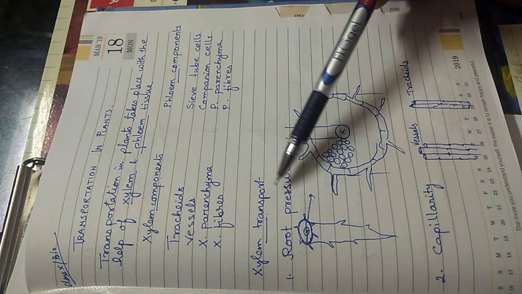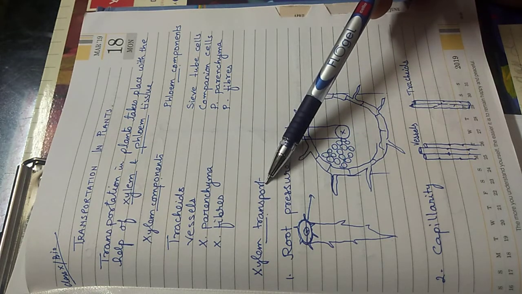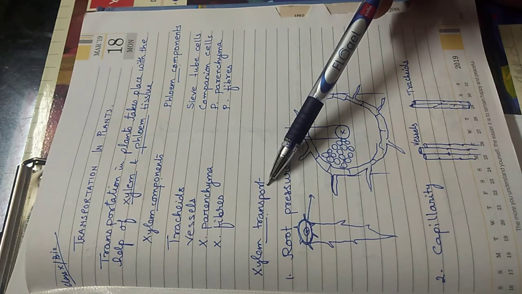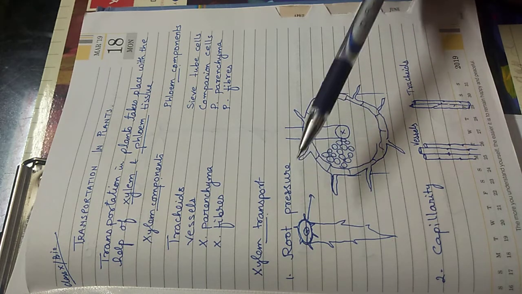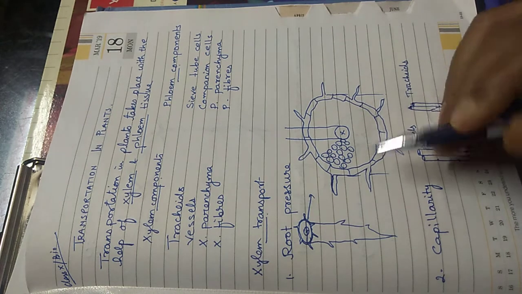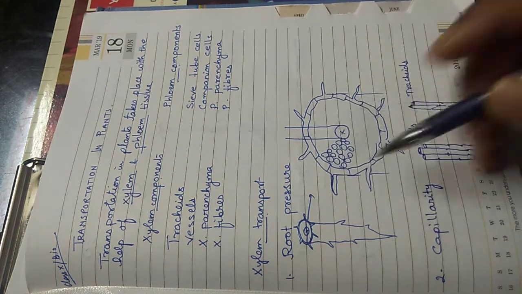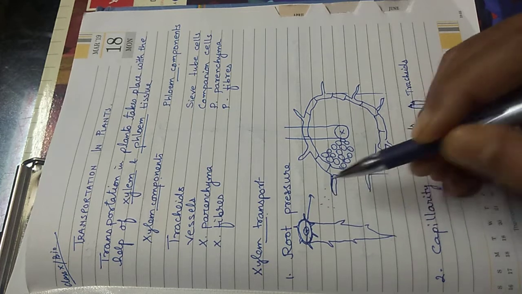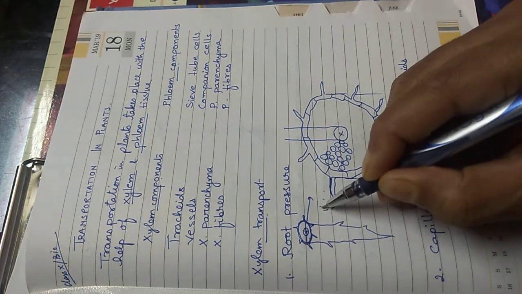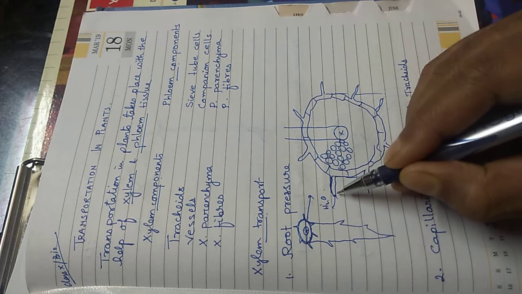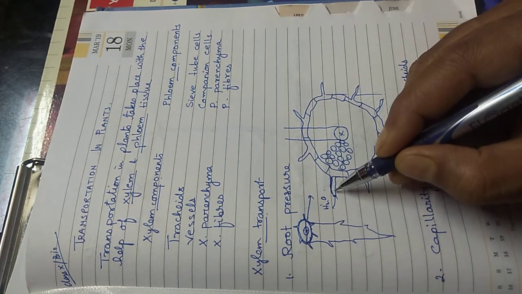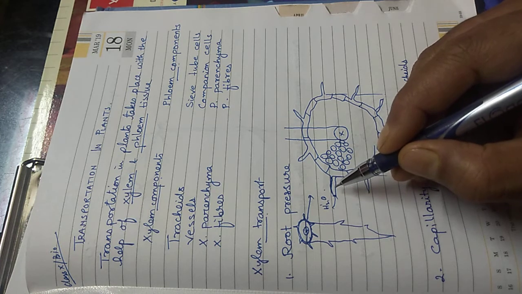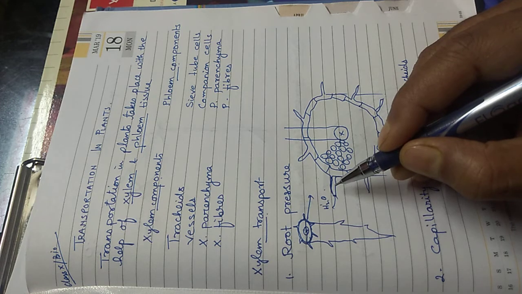Coming to the transportation, when you are talking about xylem transport, there are three factors which are responsible for xylem transport. First is root pressure. Now what is root pressure? This is the cross section of a root. From the soil, water enters into the root through the root hair by the process of osmosis. When it enters by osmosis, there will be a certain amount of pressure, and that is called the root pressure or the osmotic pressure.